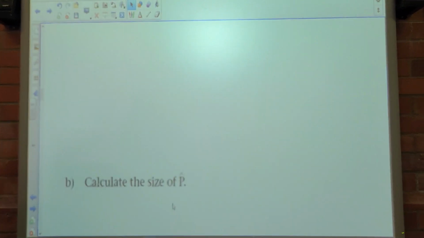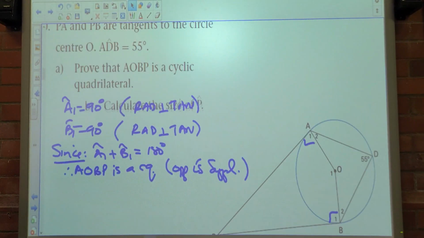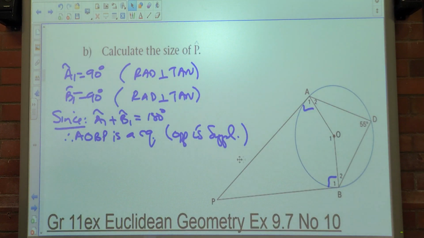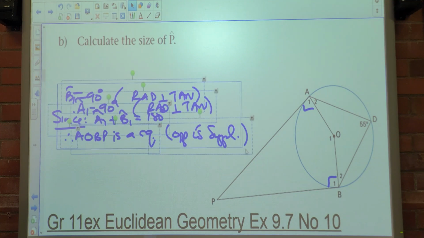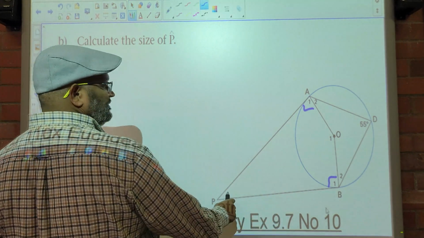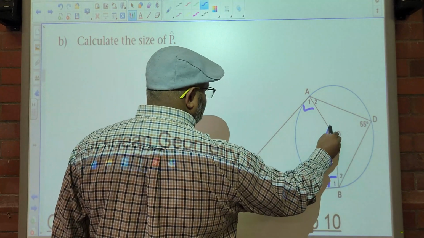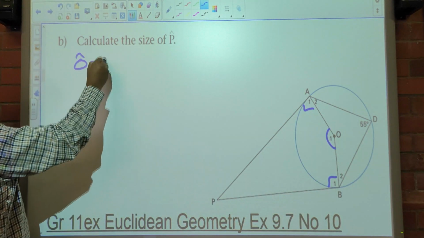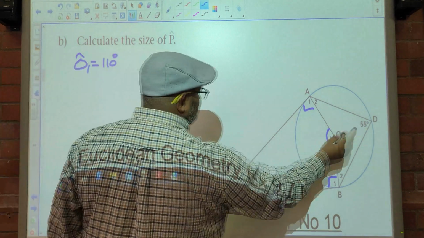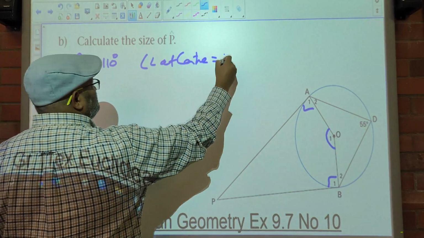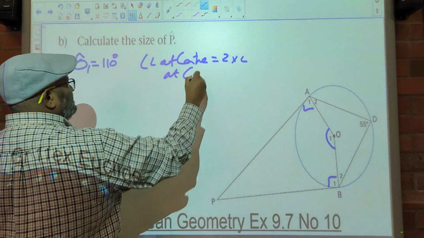Let's look at B. The B part of the question says calculate the size of angle P. Calculate the size of angle P. But have we indicated already? Angle P. So if we got O1, we can go with the sum of angles in the quad. But we know that O1 is equal to 110 degrees. As you can see, angle at center is twice angle at circumference.